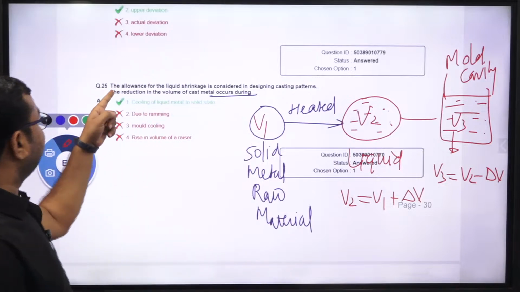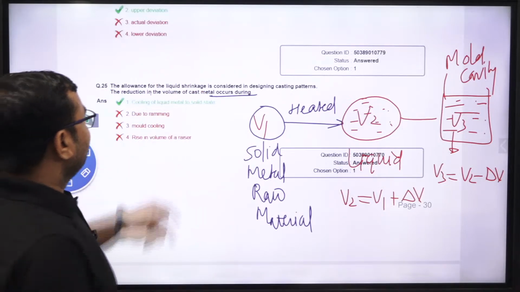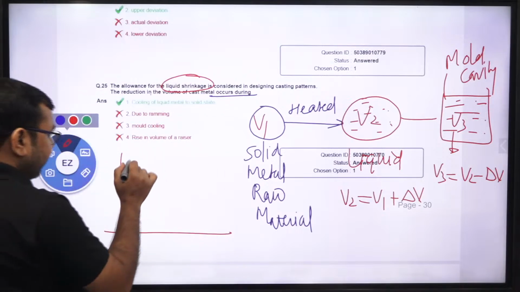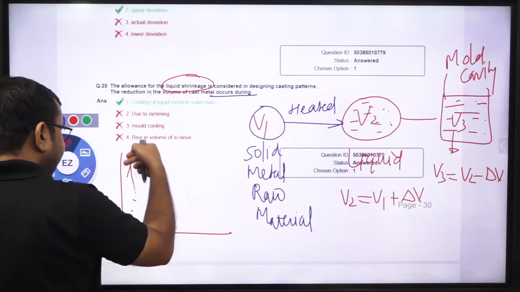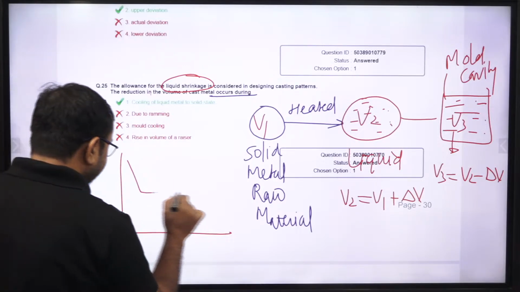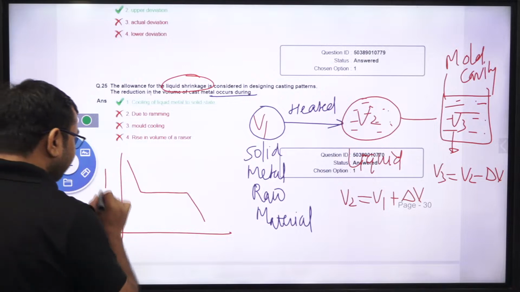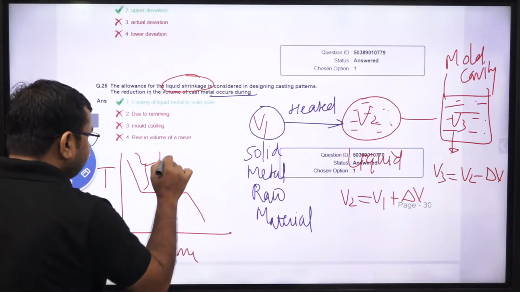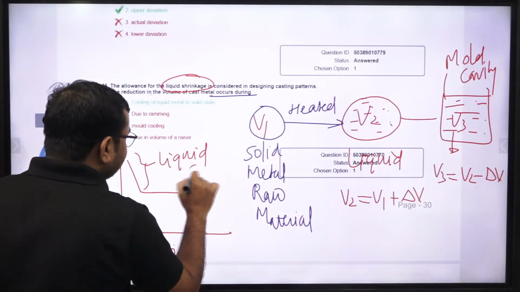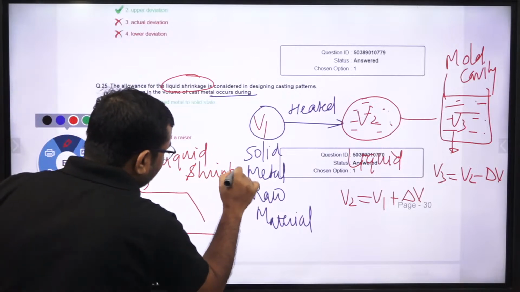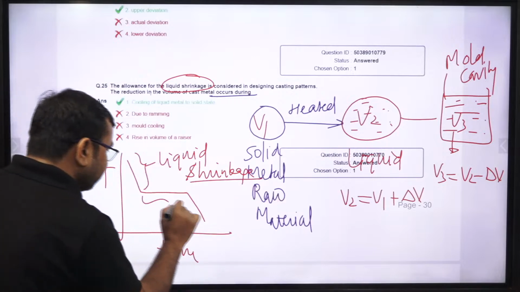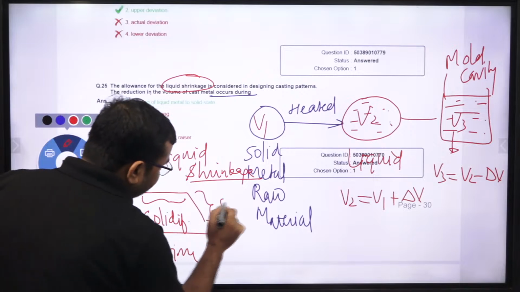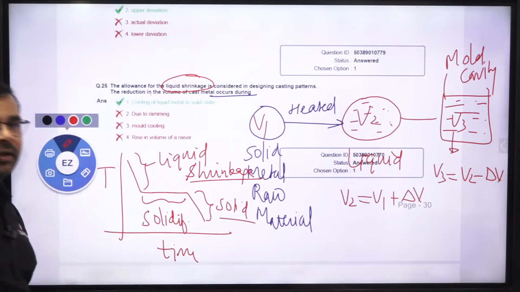So in this question we have the allowances for the liquid shrinkage. You can say this is liquid shrinkage. And one more thing, if I draw the cooling curve, then simply you can see it is looking like this. This is the cooling curve, this is temperature, and this is time. This is called liquid shrinkage in the casting, this is called solidification, and this is called solid shrinkage. Is it clear?